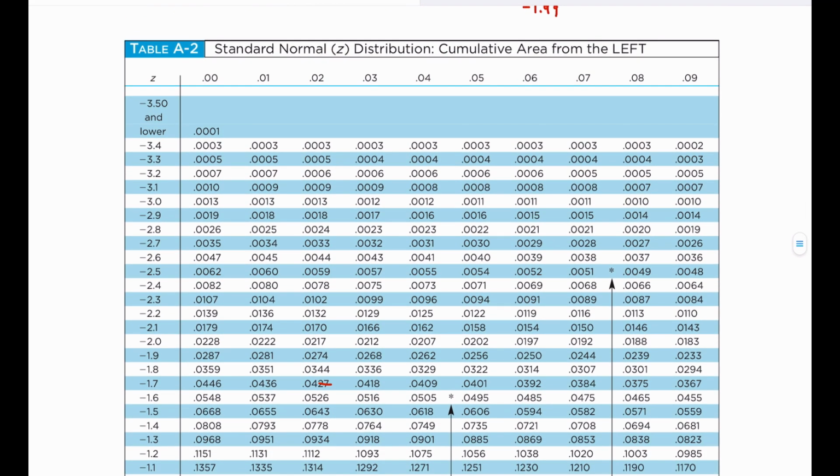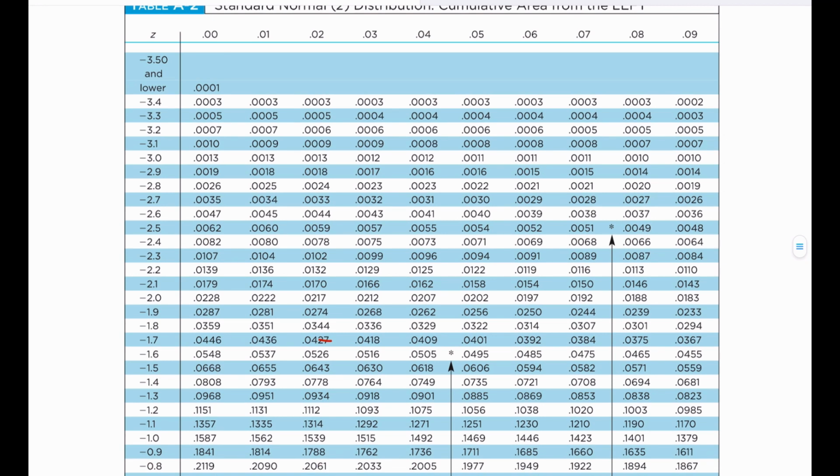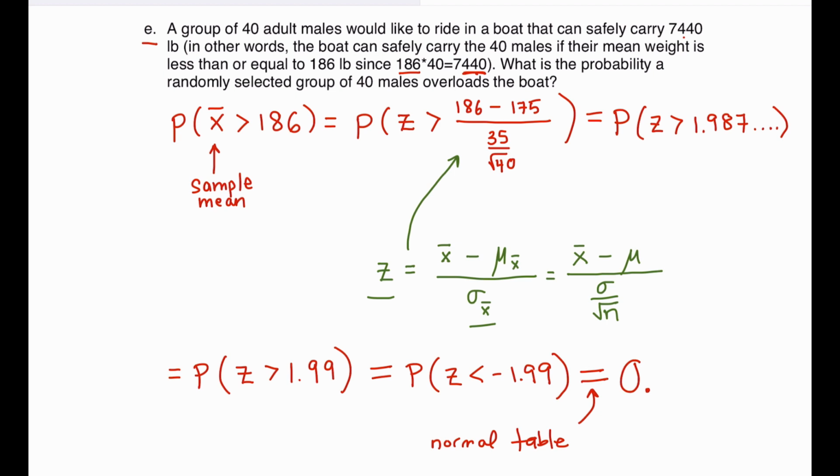So I find my z-scores out here. And the 9 is over here. So we're going to look for the intersection. And that gives me 0.0233. So there's about a 2.3% chance they overload the boat.